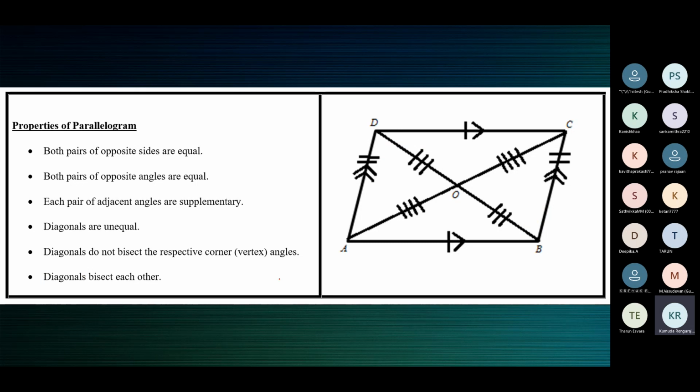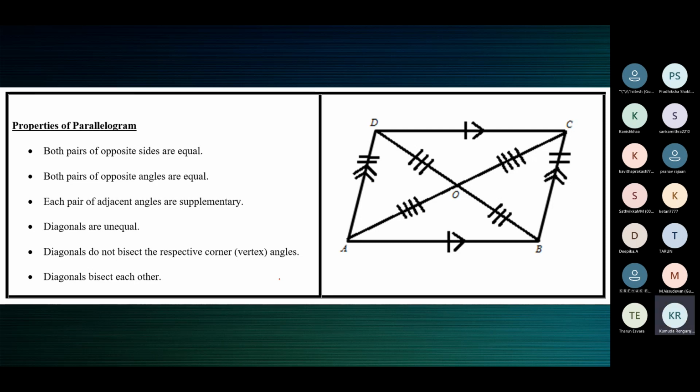Diagonals do not bisect the respective corner angles, the vertex angles. Vertex meaning vertices, no? A, B, C, D. There are 4 vertices here, A, B, C, and D. So diagonals, they don't bisect their respective corner or vertex angles.